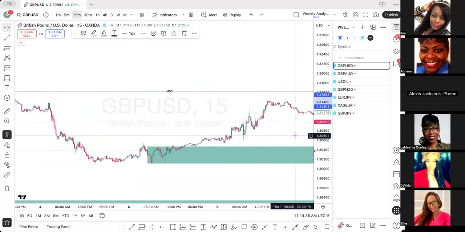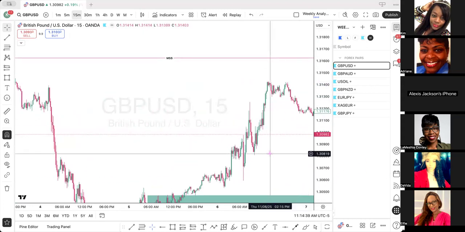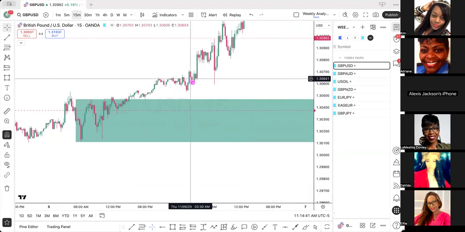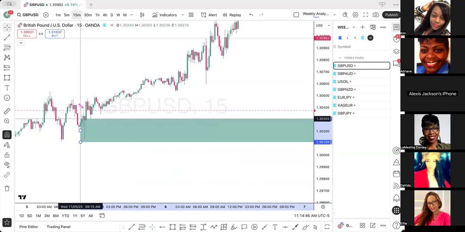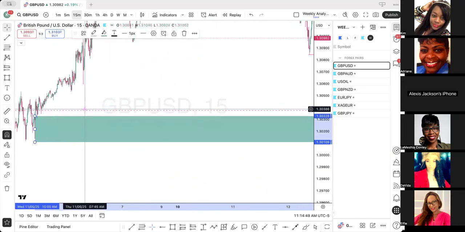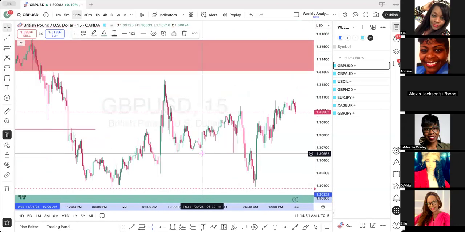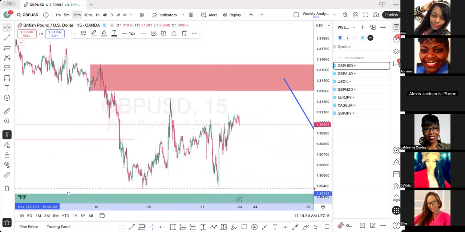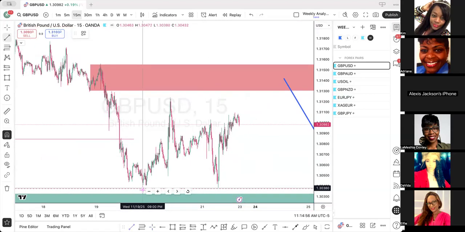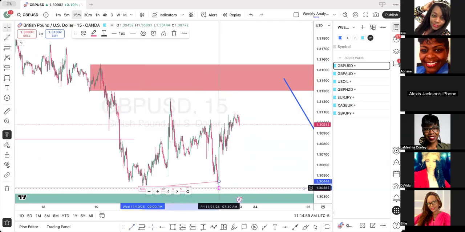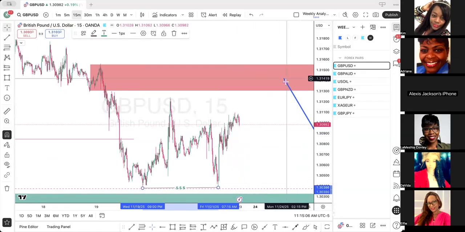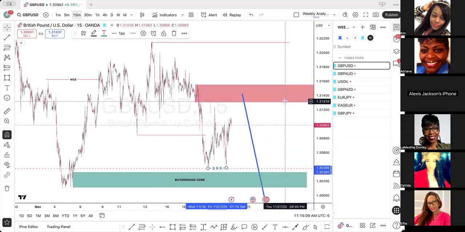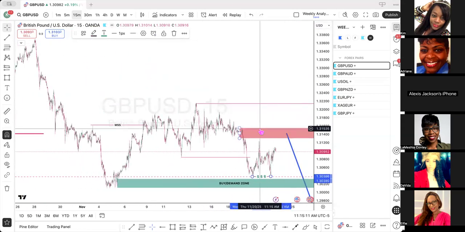And I would be looking for the sell to happen down. And this is the liquidity here. So I would look for price to tap into the zone and then possibly start buying back up. Or it could continue selling.